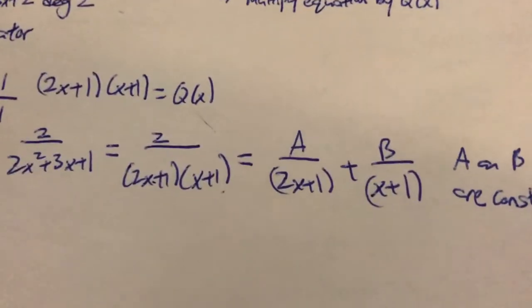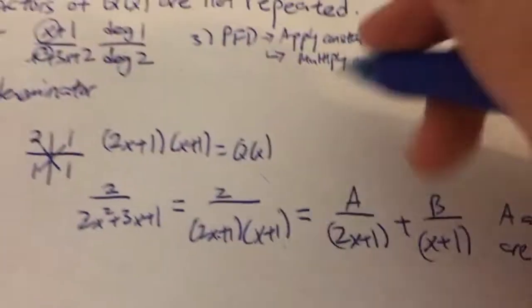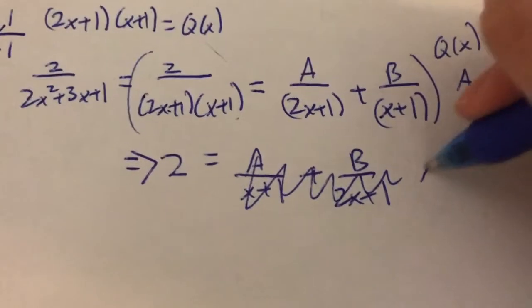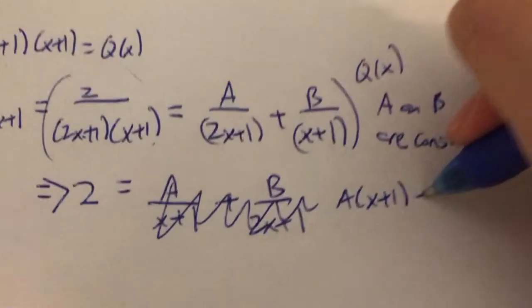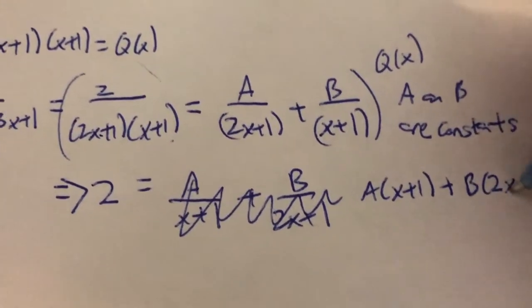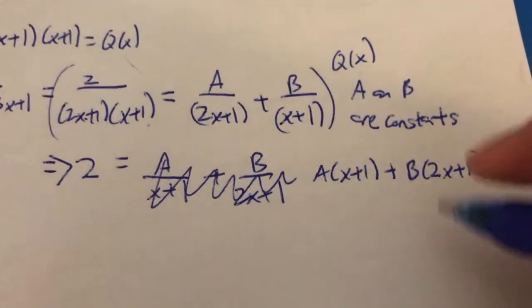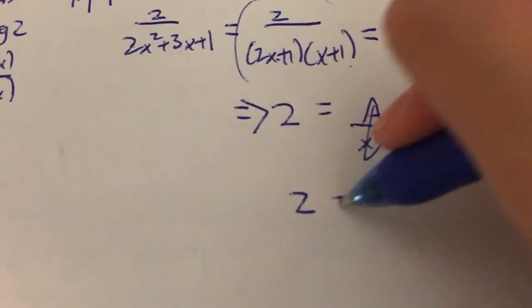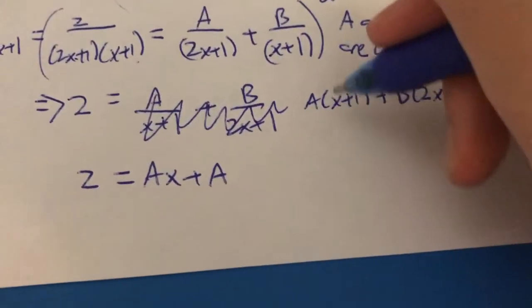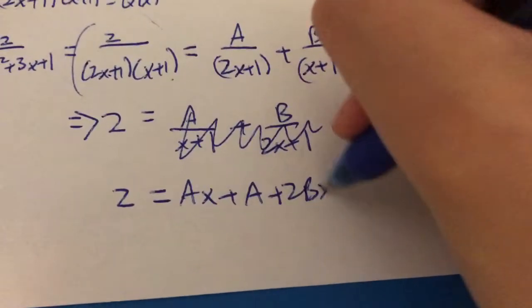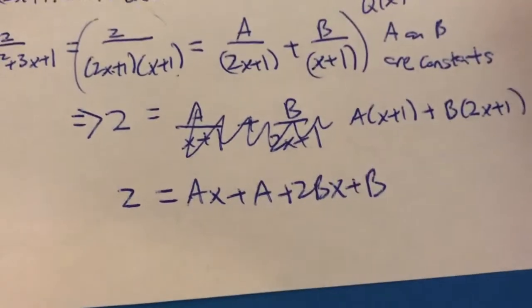So now we go down here, we check it out. If we multiply this entire equation by q of x, what we're going to get is this entire denominator is going to cancel, so we get they actually multiply together. Whoops. So they actually all multiply together, and that's what we get. Okay, so that was my mistake. I'm sorry about that. Now we're going to expand. Okay, so 2 is equal to ax plus a. Okay, so you distribute in, and then plus 2bx plus b.